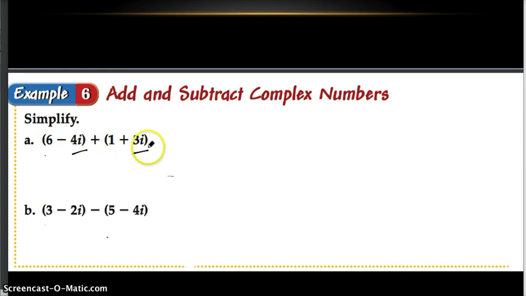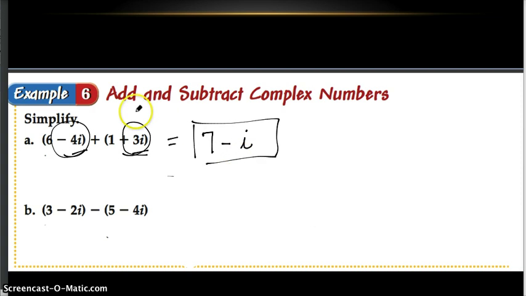6 plus 1 is going to give me 7, and then minus 4i plus a positive 3i, that's literally what we're doing, is going to end up giving me a minus i, right? A minus 1i, and that's it. So the trick to this is treating it just like you would if you had 6 minus 4x plus 1 plus 3x. Exactly the same idea. You're going to treat i like it's a variable.